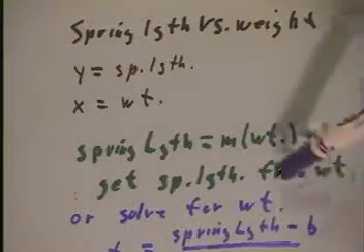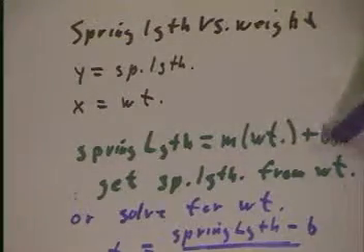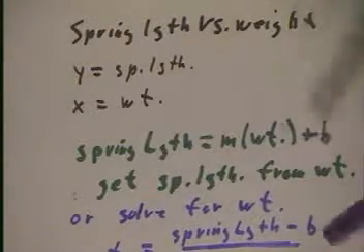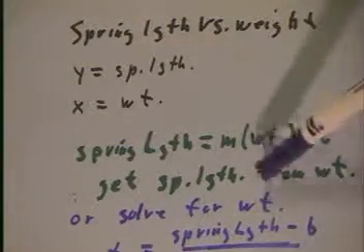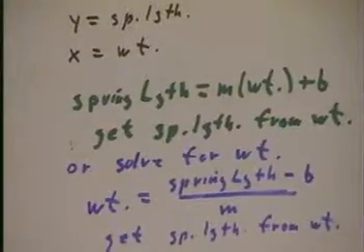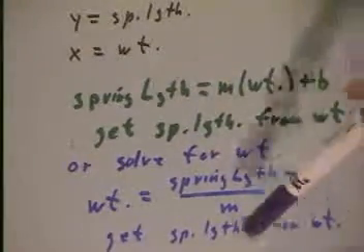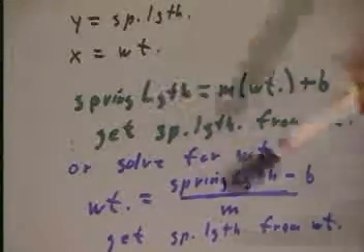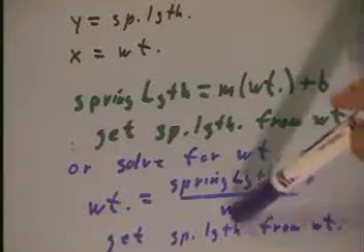and treat spring length as a variable and weight as a variable. If we put in weight here, we multiply it by whatever m is and add whatever b is, and we get the spring length. Conversely, we could solve this equation for the weight to get a formula that allows us to put in the spring length and determine the weight. To solve for the weight, we'll subtract b from both sides, then divide by m. So we'll have spring length minus b over m.